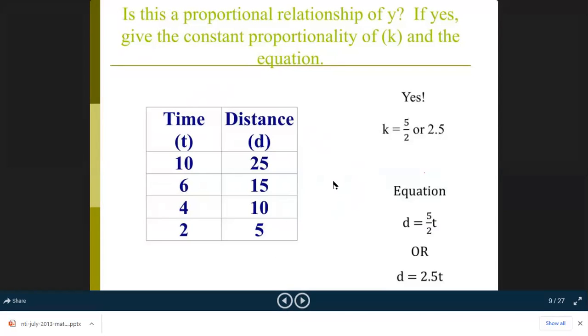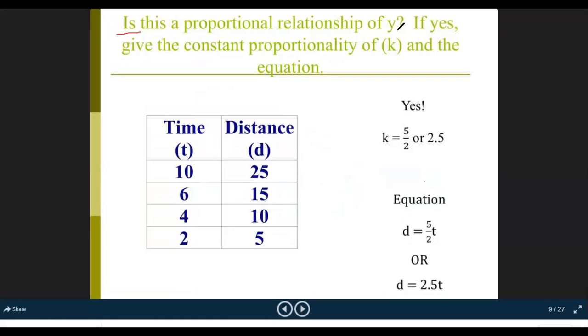It has the same idea. Then we have a distance d, we have a time t, and also the question said, is this a proportional relationship? Please answer. 25 over 10 will be 5 over 2. 15 over 6 will be 5 over 2, or 2.5. 10 over 4 is 5 over 2. So we are going to say yes.